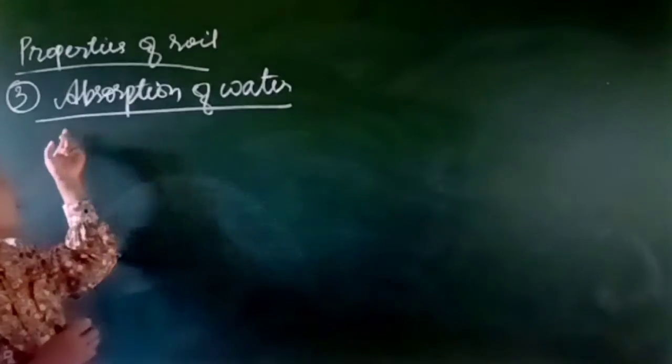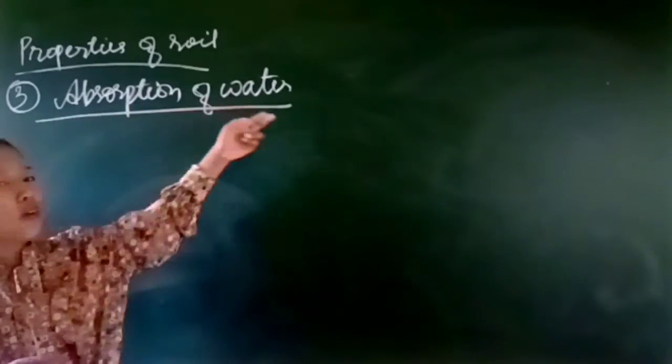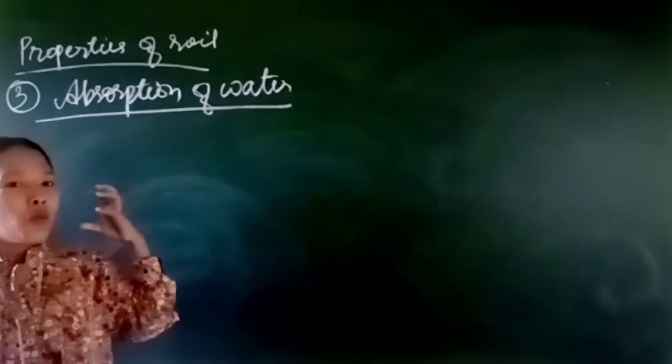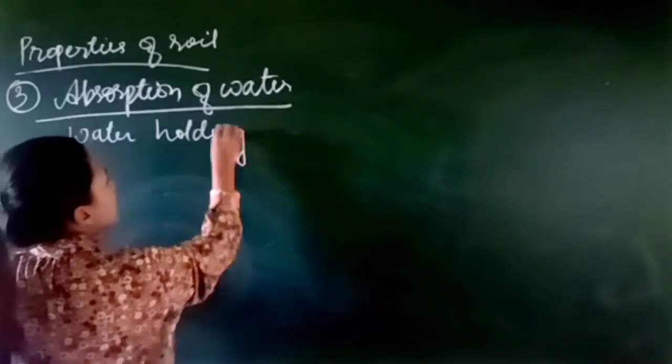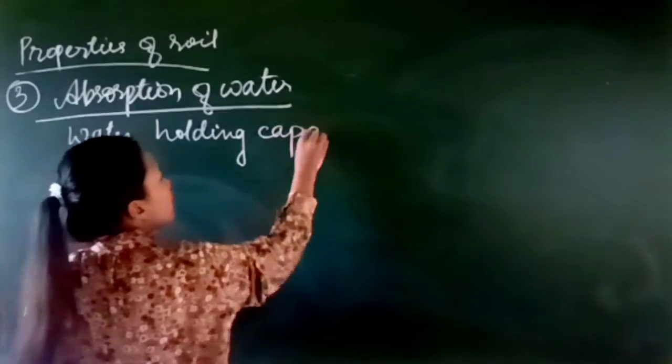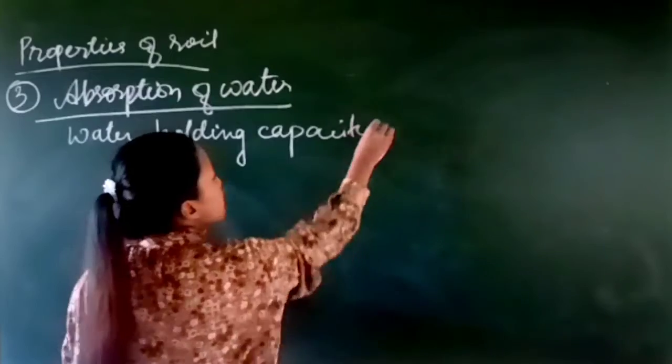Now the third property of soil is absorption of water, that is, the water holding capacity. How much water can a particular soil hold? Now we can find out the water holding capacity of different types of soil.